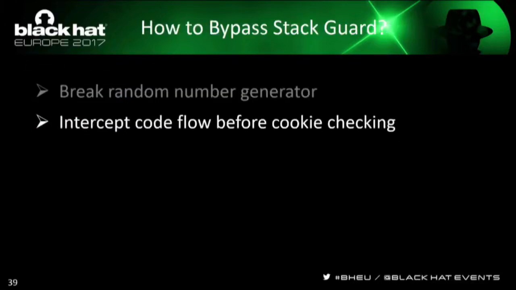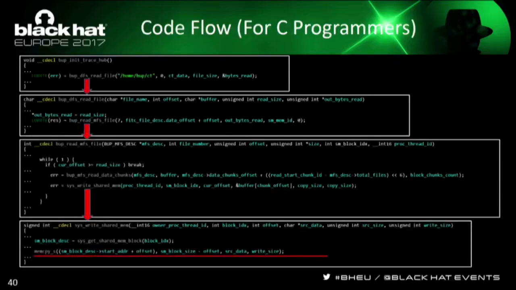And the next idea was to intercept code flow before the change value of the cookie is checked. This was a good idea, but very hard to realize. Let's start from call sequences. To explain it, let's start from call sequences that the BAP DFS read file function has.